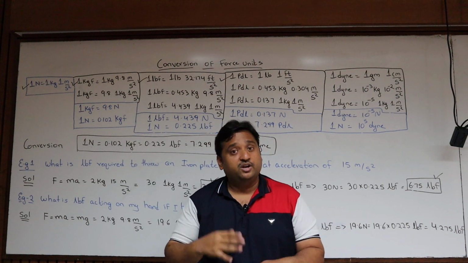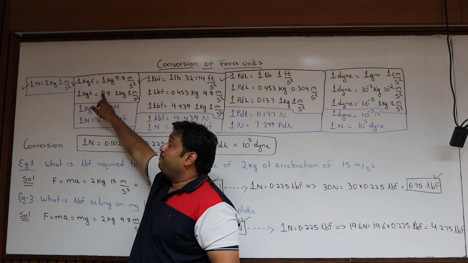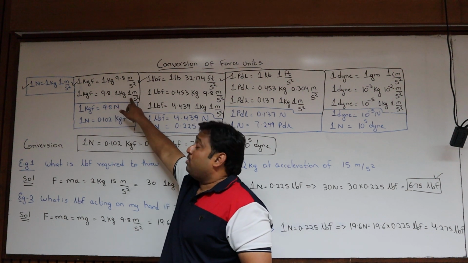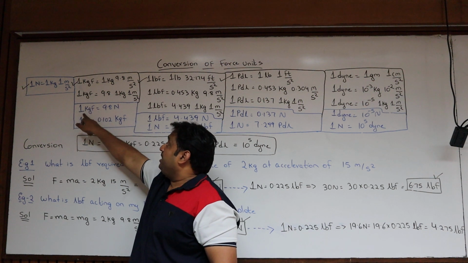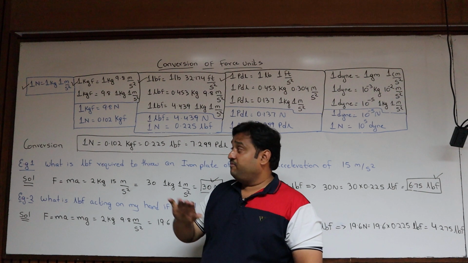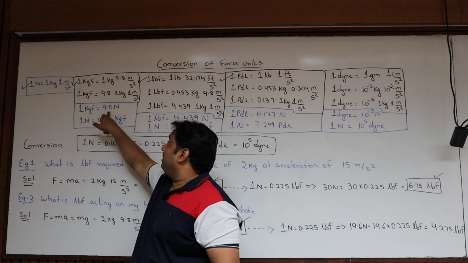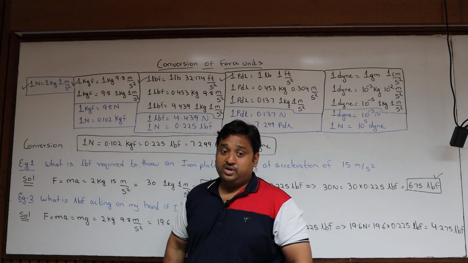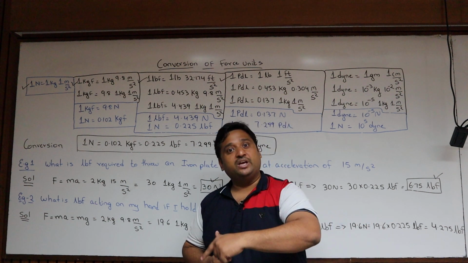Let us convert to newtons. What is 1 into 9.8? 9.8. So 9.8 into 1 kg into 1 meter per second square. What is 1 kg into 1 meter per second square? It is nothing but 1 Newton. That means now 1 kg force is nothing but 9.8 newtons. What is the other way? 1 Newton is nothing but 1 by 9.8 kg force, that means 0.102 kg force. This is how you can convert kg force to Newton or Newton to kg force.